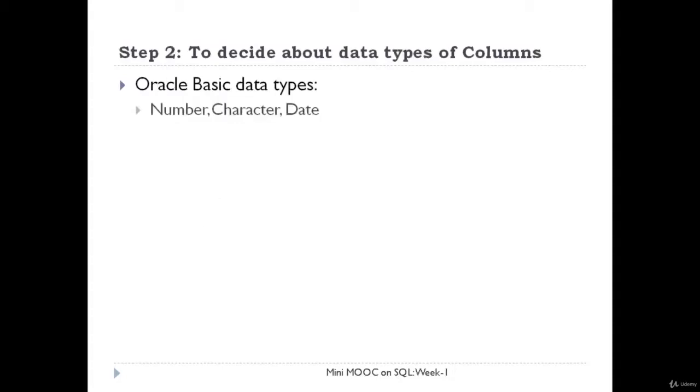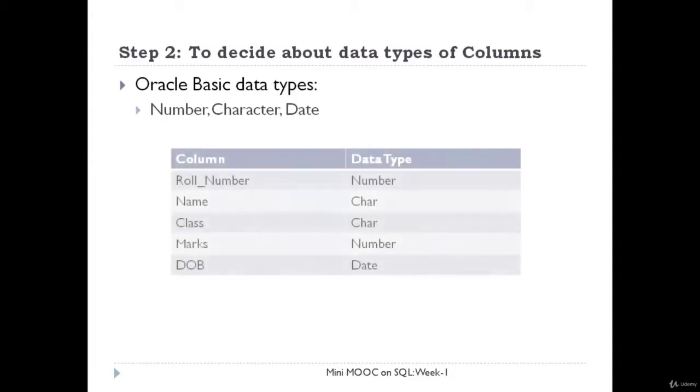The next step will be to decide about the data type of the columns. In Oracle, we have number, character, and date as basic data types. Thus, roll number will be of number data type, name and class will be of character data type, marks will be of number, and date of birth will be of date data type.